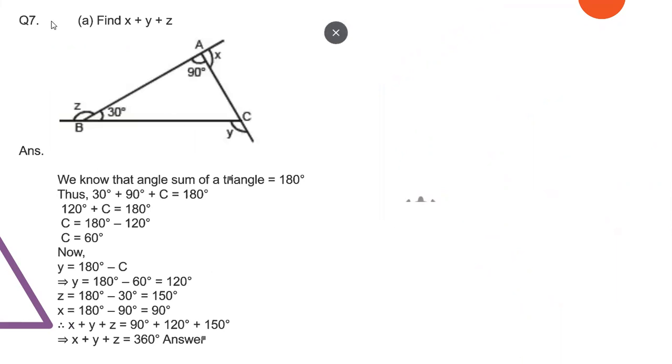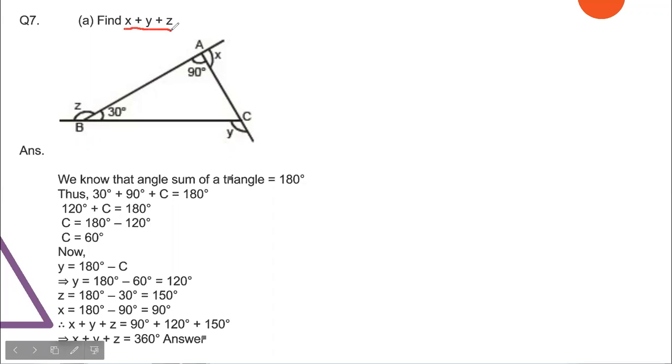Here I have question number 7 displayed for you. It says find x plus y plus z. There are two parts in this. This is part A, and I'll be covering part B in this video as well. So let's begin. To find x plus y plus z, you must find the values of x, y and z so that you can add them and find the value.